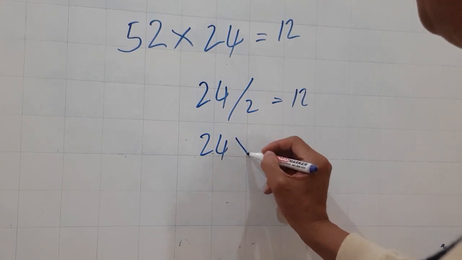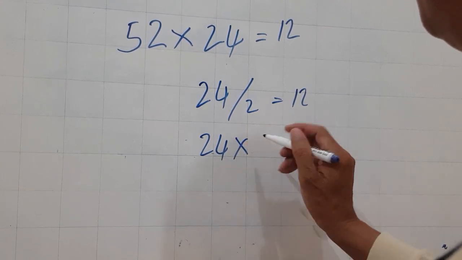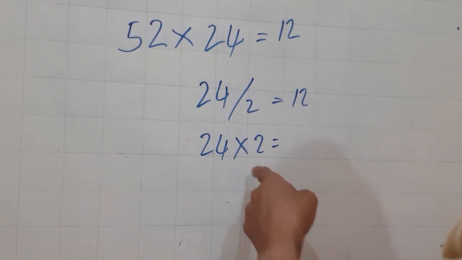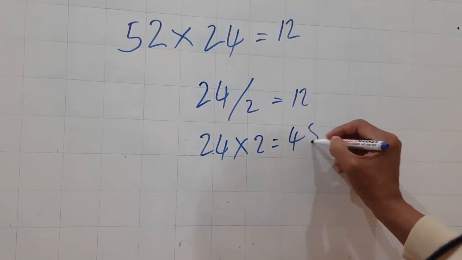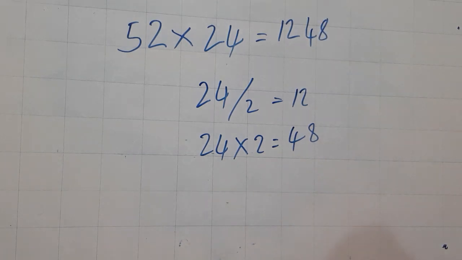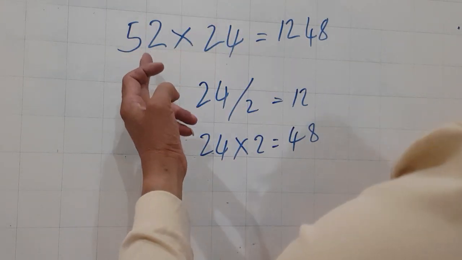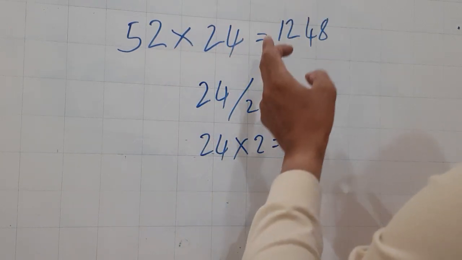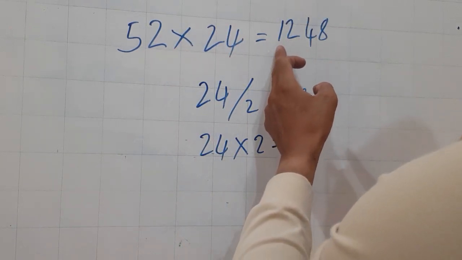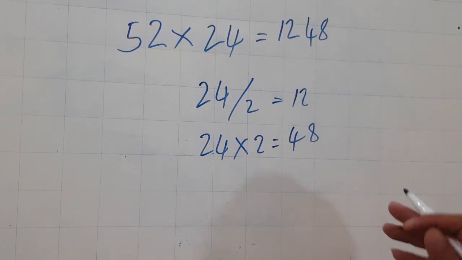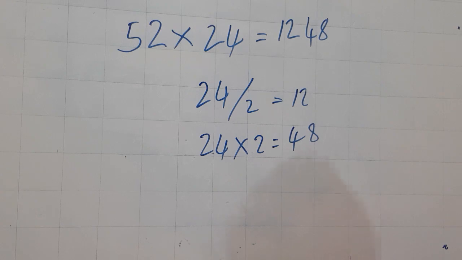24 times 2 is 48. So write down here 48. So that means 52 times 24, the result is 1248. So this is the correct result. We can do very fast calculation.